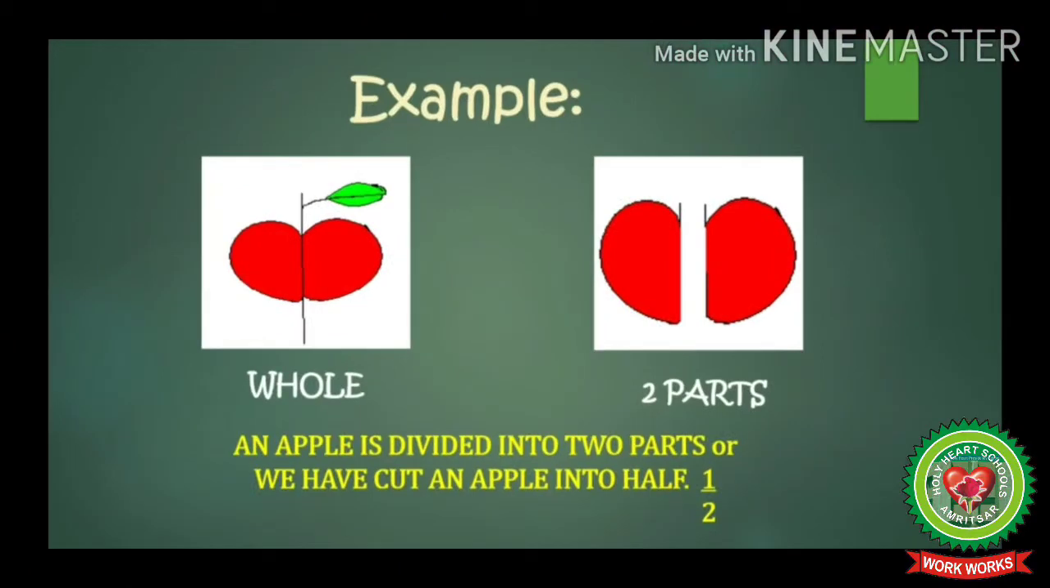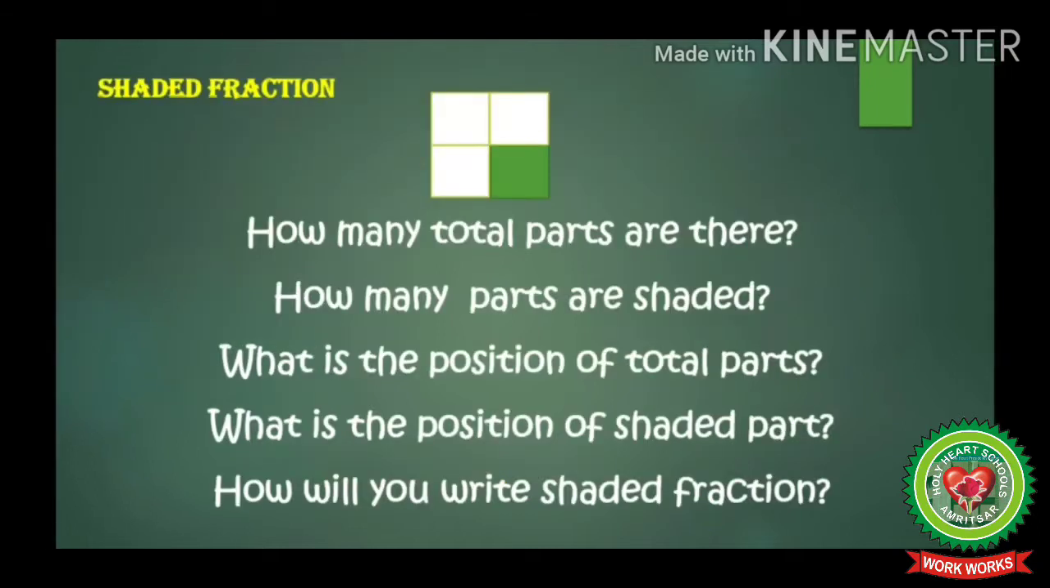Example. Now children, you can see in the left figure there is a full apple. That means it is whole, one apple. And in the second figure I have divided it into two parts. So we can say that an apple is divided into two parts, or we can also say we have cut an apple into half, that is 1/2.